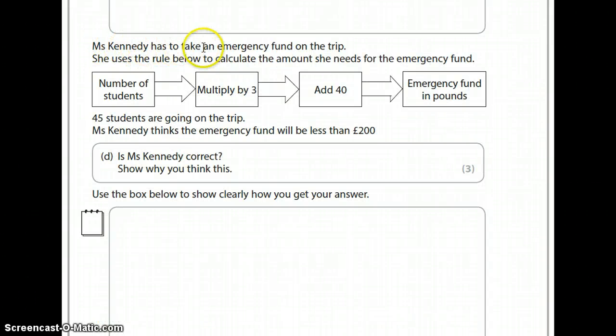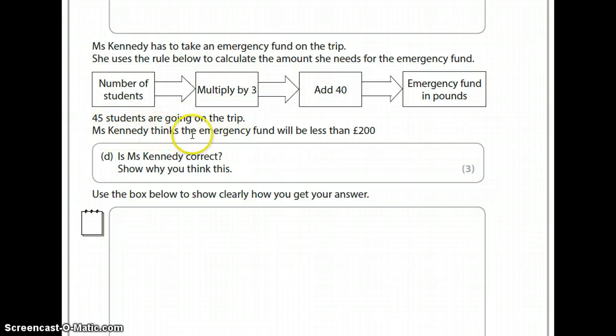Miss Kennedy has to take an emergency fund on the trip. She uses the rule below to calculate the amount she needs for the emergency fund. Number of students. Multiply by that. Add that. Emergency fund in pounds. That many students are going on the trip.